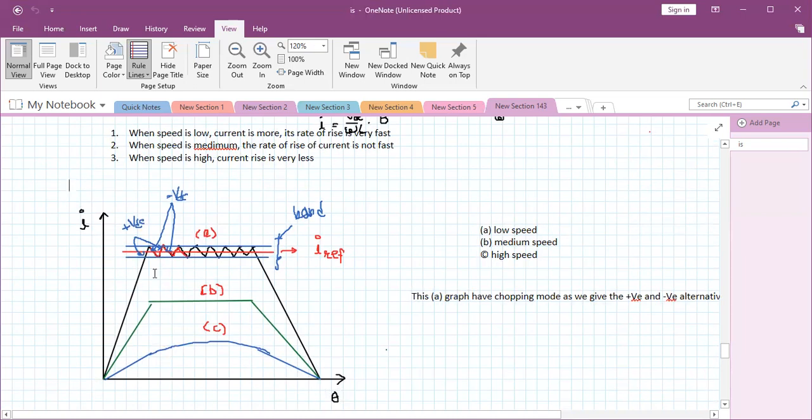Now the first graph, A, shows when the speed is low. Here you can see that in graph A, the rate of rise of current is very fast, and there is a zigzag pattern of the current, which is due to the switching of plus VDC and minus VDC. Why? Because we don't require negative torque, and to avoid the negative torque, we have to apply negative VDC to make the current zero.